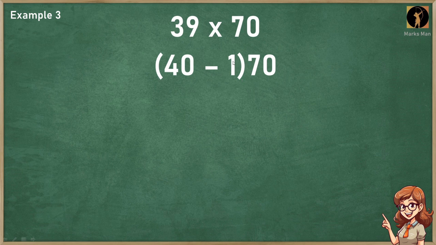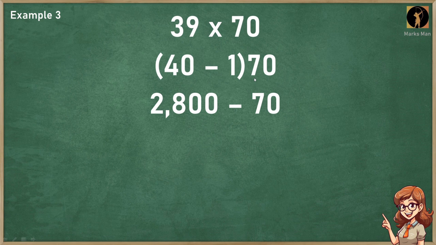And then, you need to enclose this using parentheses and then just rewrite 70. And then, just like what we did earlier, you need to distribute the numbers outside the parentheses to the numbers inside the parentheses. So 70 times 40, that is 2,800. And 70 times negative 1, that is negative 70.